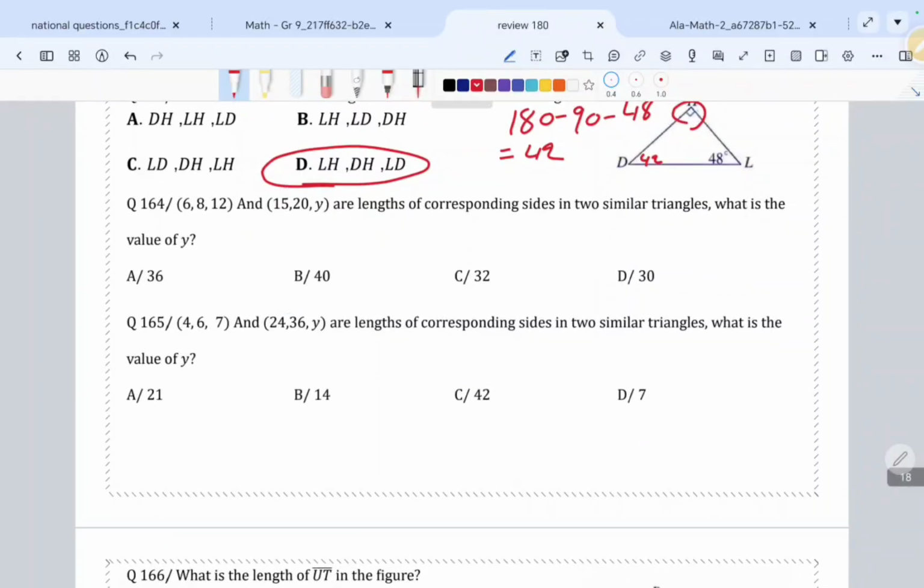Okay, 6, 8, and 12, and we have 15, 20, and Y are the lengths of corresponding sides in two similar triangles. What's the value of Y? You can use a quick way, or you can use a proportion. We will say 6 over 15 is equal to 12 over Y. In simplest form, it will be 2 over 5, 12 over Y. 2Y is equal to 60. Divided by 2, divided by 2, Y is equal to 30. D is the correct answer.